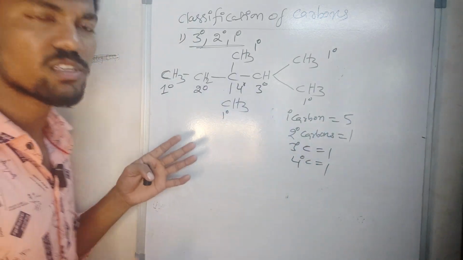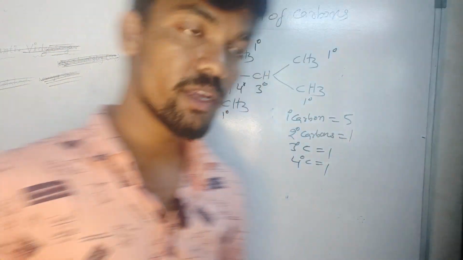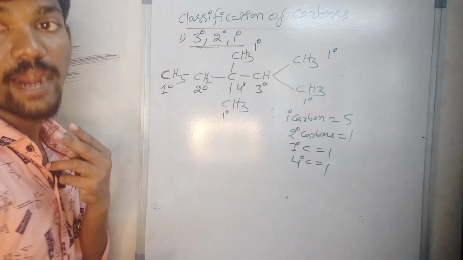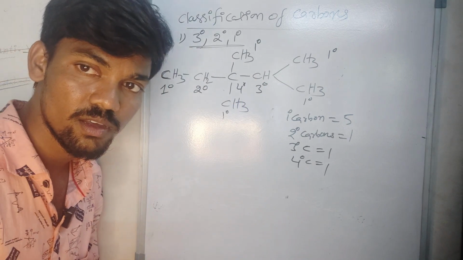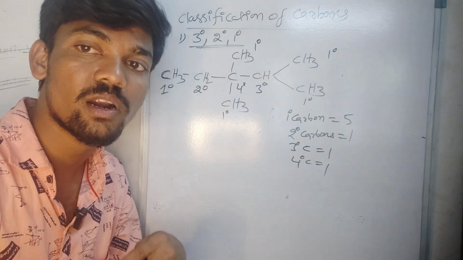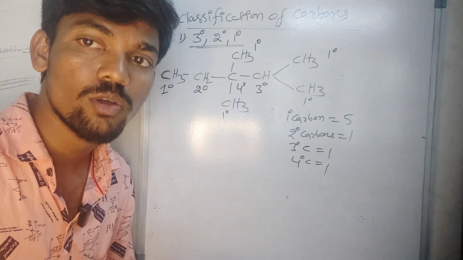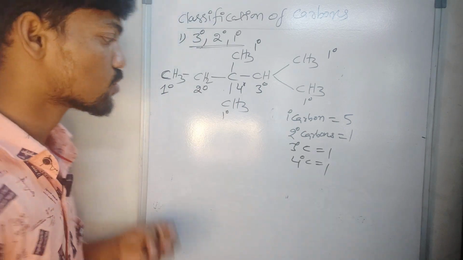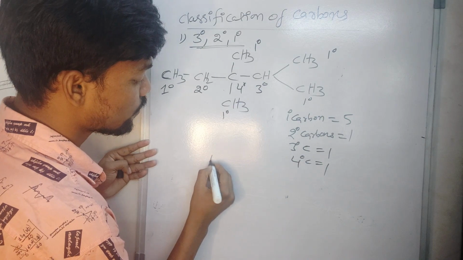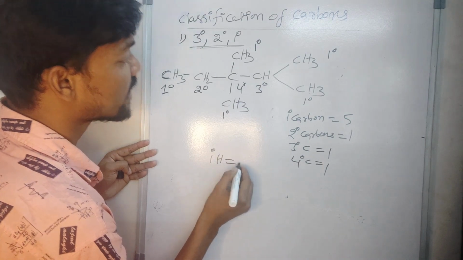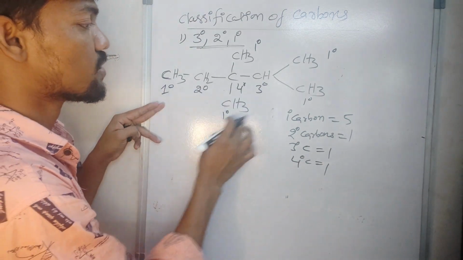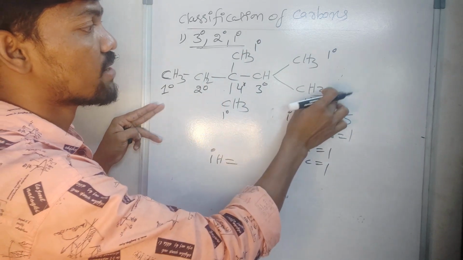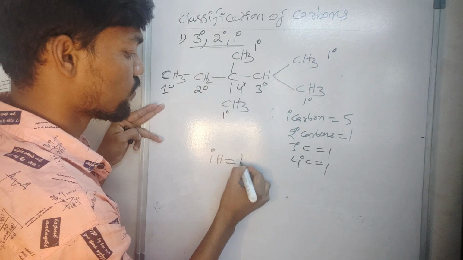So coming to this carbon, now tell me how many tertiary hydrogens. Hydrogens which are attached to a tertiary carbon are called tertiary hydrogens. That's it. So tell me primary hydrogens. Where is primary? This one, this one, this one, this one. In total how many hydrogens are there? 3 plus 3, 6. 6 plus 3, 9. 9 plus 3, 12. 12 plus 3, 15.